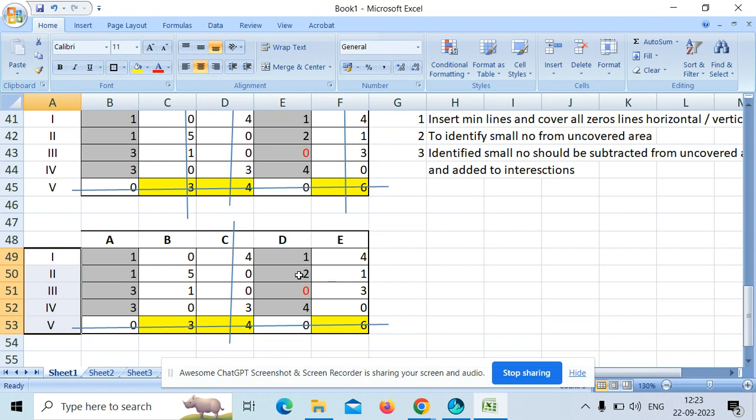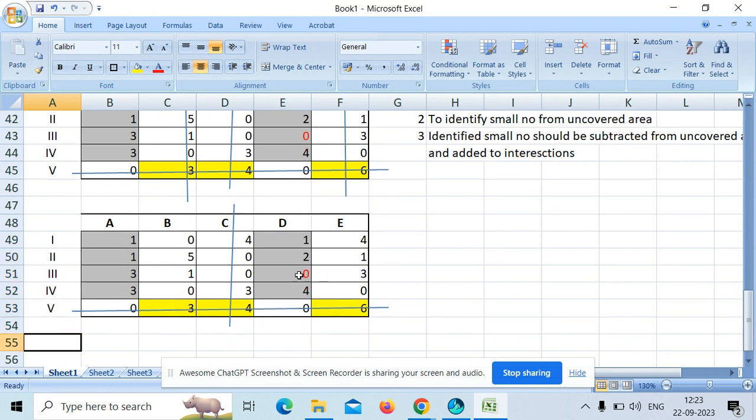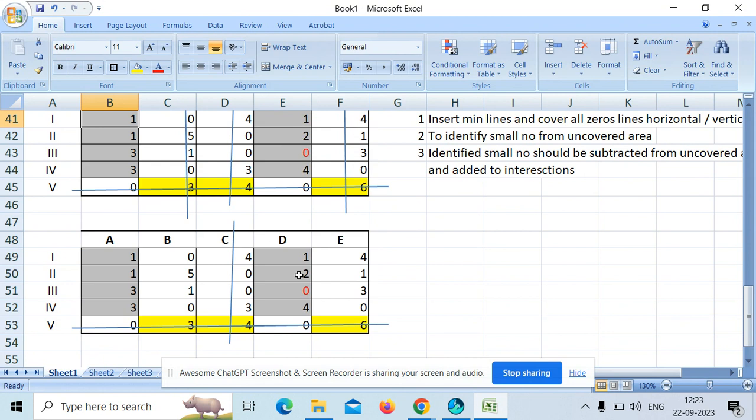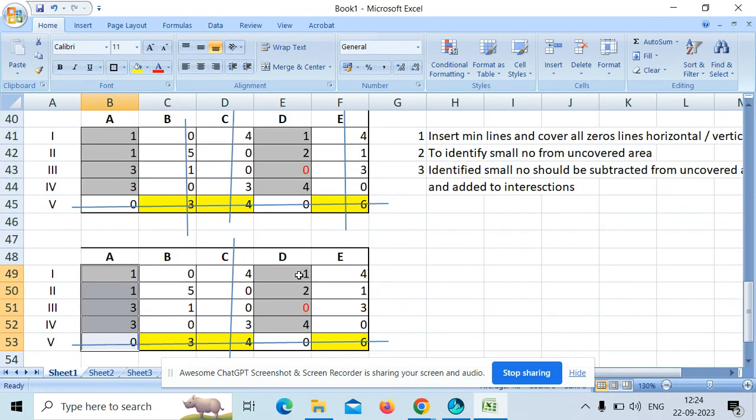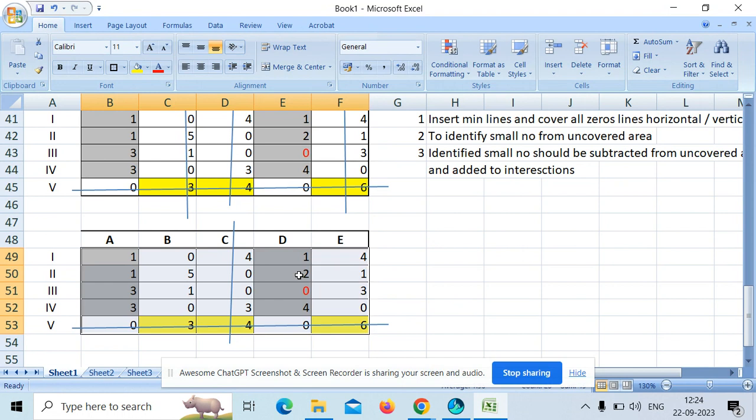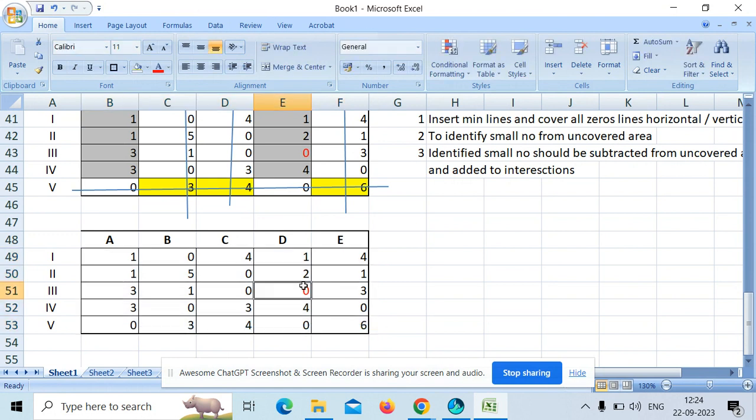Okay, done. Let's go for the next. Now let me try and go for allocations again. Same metrics as above, I copied the same thing here and I'm going for allocations. Now I'm removing these lines also, removing everything.